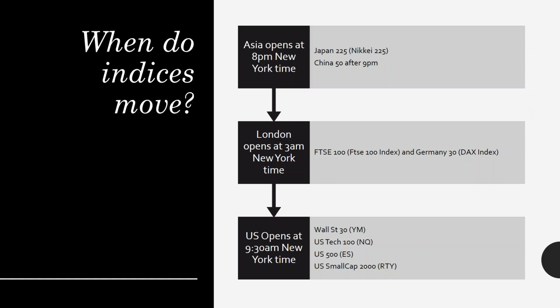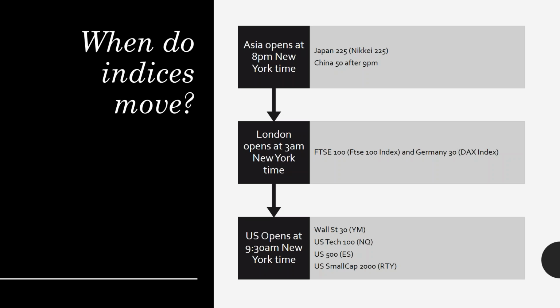Now, when can you trade the indices? It depends on which indices you want to trade. For example, if you want to trade during the Asian session, then you would choose the Japan 225 or the China 50. Now remember, the China 50 does not open until 9 p.m.